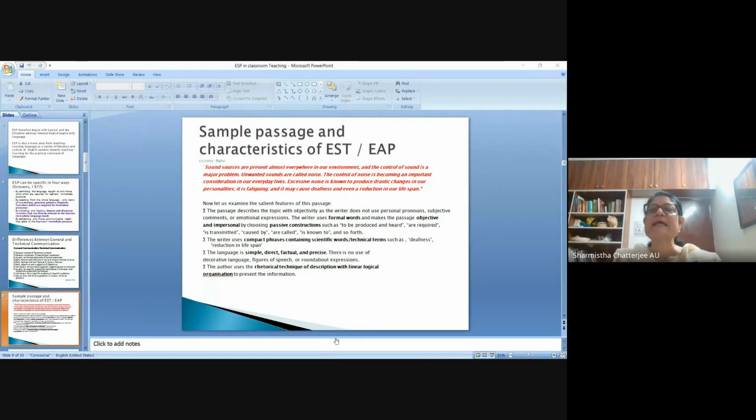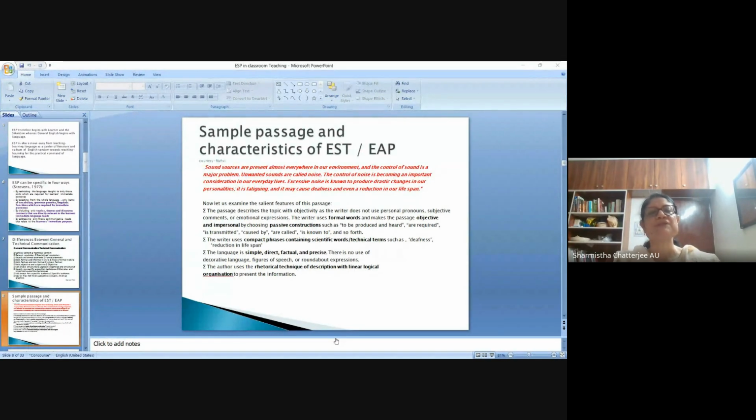But as you see, it is very formal. The words are very formal, as expected. As teachers, you will need very objective, very impersonal language and passive constructions, as I was saying. When you are using English as teachers, you will require these formal words, specific vocabulary, very objective, very impersonal language, and passive constructions, right?